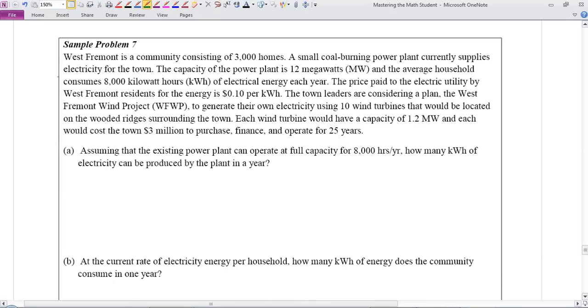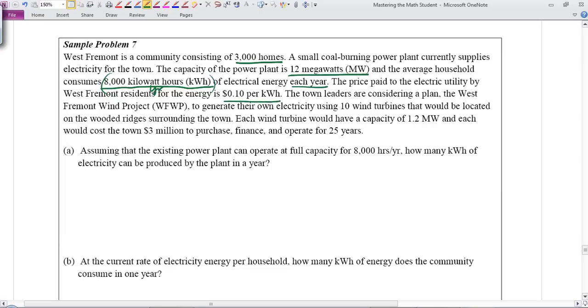So West Fremont is a community consisting of 3,000 homes. A small coal-burning power plant currently supplies electricity for the town. The capacity of the power plant is 12 megawatts. Mega means a million. And the average household consumes 8,000 kilowatt hours of electrical energy per year. So that's going to be per year, that little factor right there. The price paid to the electric utility by the West Fremont residents for the energy is a dime per kilowatt hour.